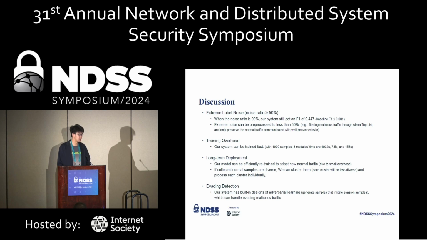And second, our system can be trained fast with small overhead. And the third part is long-term deployment. Since our model has small overhead, it can be efficiently retrained to adapt to new normal traffic in long-term deployment. Even if the collected normal samples are diverse, we can cluster them to reduce such diversity and then process each cluster individually. And last, we talk about evading detection.